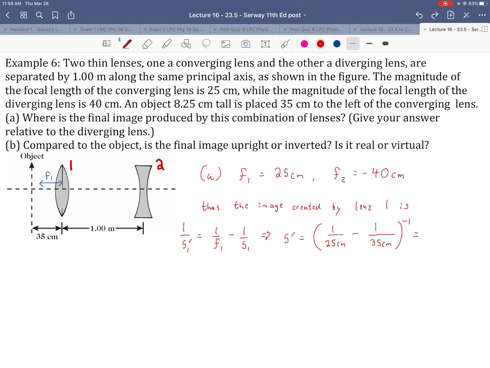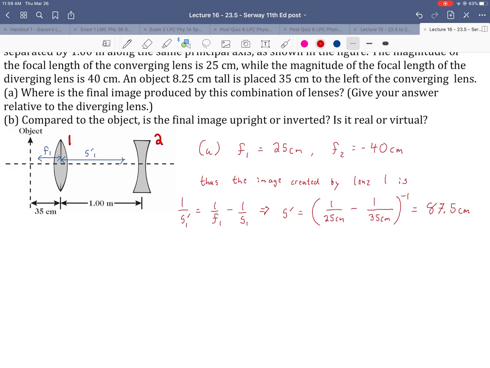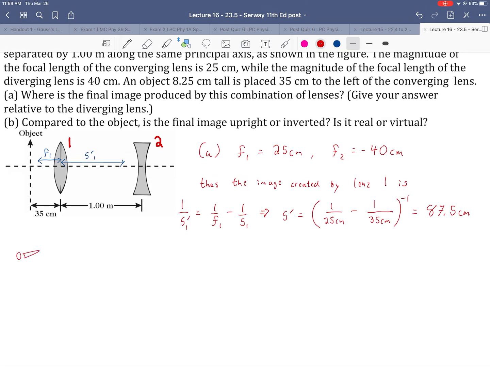So what do we get? We get 87.5 centimeters. That is S prime 1, the location of our first image. So that's going to be over here. There we go. That right there is S prime 1. Now that image is going to become the object for the diverging lens.